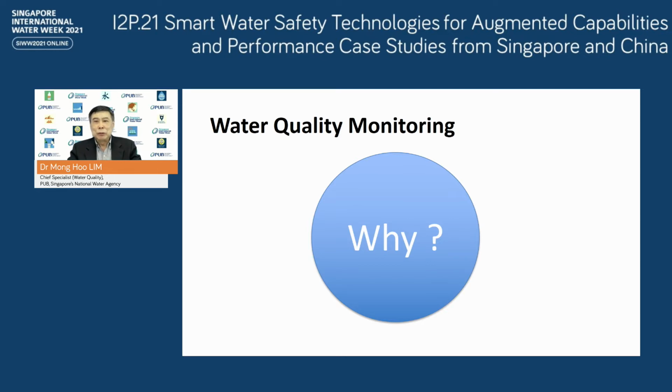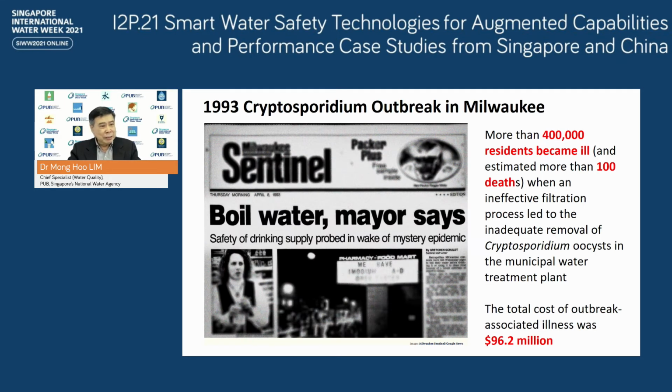Why do we want to spend time, effort, and resources to monitor water quality? To try to get to the answer, let us look at some major water contamination events in the world. So we have the 1993 Cryptosporidium outbreak in Milwaukee, caused by contaminated surface runoff and inadequate removal of Cryptosporidium oocysts at the water treatment plant. It resulted in more than 400,000 residents becoming ill and more than 100 people dying. The associated cost of damages was about 96 million, which was a very substantial amount at that time in 1993.